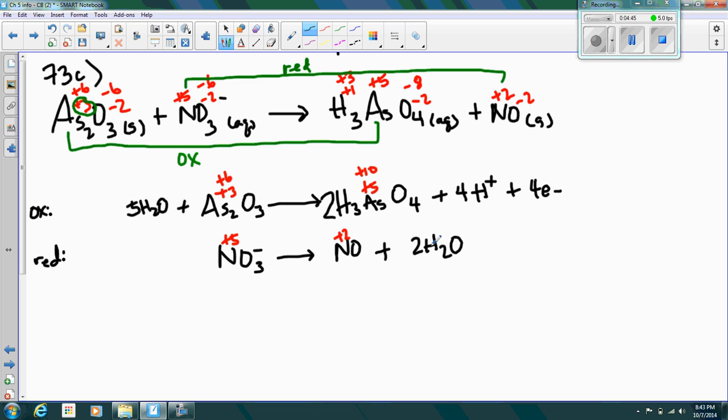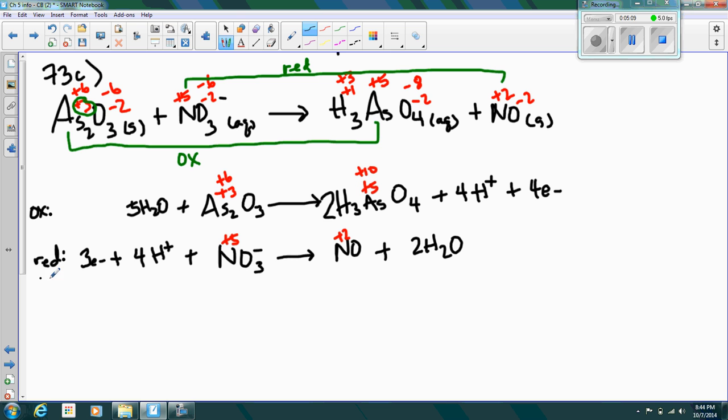And then I have 4 hydrogen here, so I'm going to add 4 hydrogen on this side of the equation. And the last thing that we do is we need to balance out our electrons. And so I have 5 and 2. So I need to add 3 more electrons to this side, and that will result in a balanced equation.